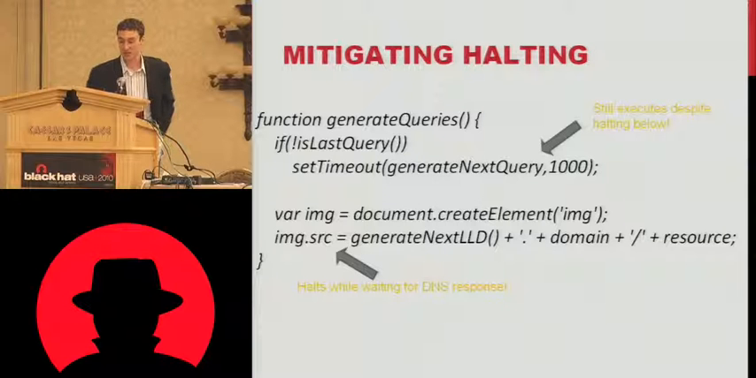Now, once again, this takes us back to that little technique I was showing earlier with the set timeout. Now we've changed from creating an anchor element down at the bottom to an image element. And once again, when we set image.source here, it's going to send out the DNS query, but then it's going to halt. Well, in this case, it's not going to matter because it's going to call generate queries again. I actually put generate next query there, but it's going to call generate queries again, and it's still going to continue down and generate the next LLD at the bottom. And you're going to go ahead and send out your next packet. And what you're going to do is build a little queue of halted threads until they time out in the end.